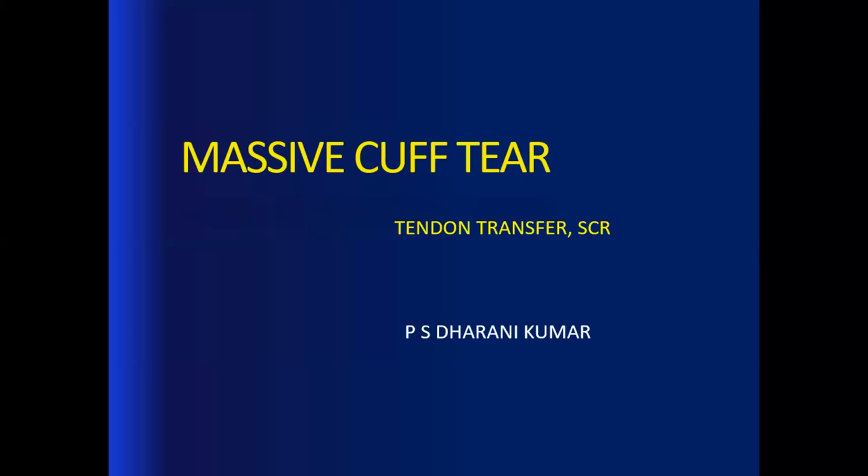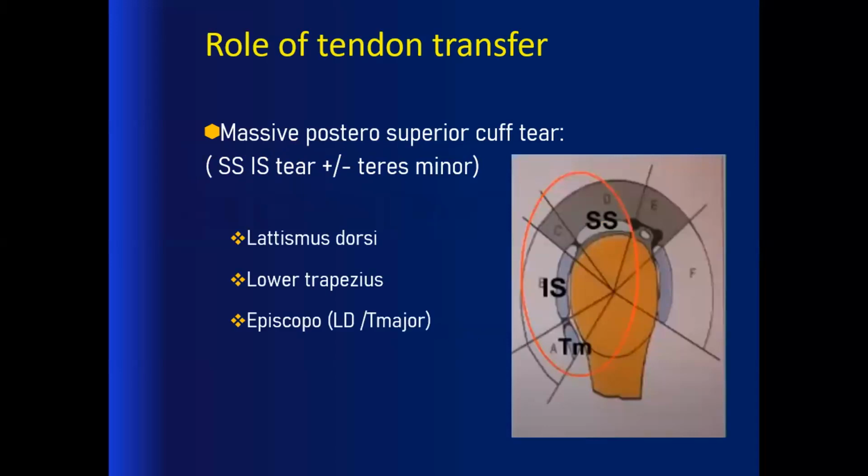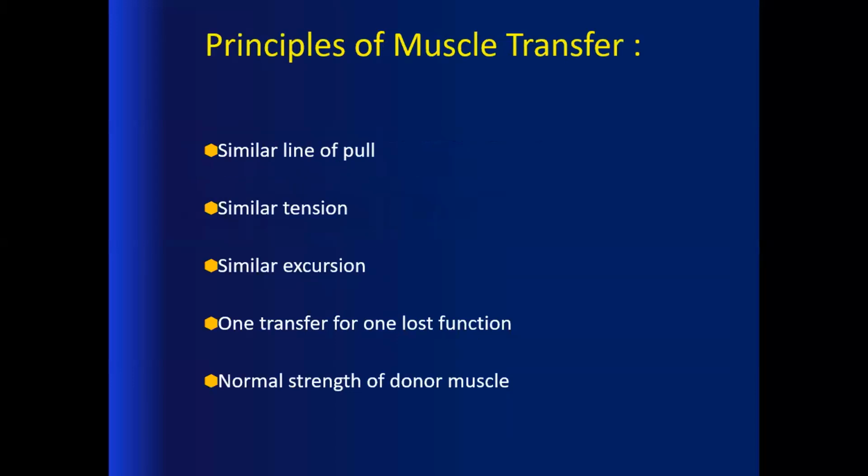Good morning, sir. Today my topic is about tendon transfer and superior capsular reconstruction in case of massive cuff tear. So the role of tendon transfer in case of massive posterior-superior cuff tear, where supraspinatus, infraspinatus, plus or minus teres minor are torn: the options available are latissimus dorsi transfer, lower trapezius transfer, and combined, that is both LD and teres major transfer. The principles of muscle transfer are that the muscle transferred should have a similar line of pull, similar excursion, one transfer for one lost function, and the strength of the donor muscle should be normal, that is more than 4/5.